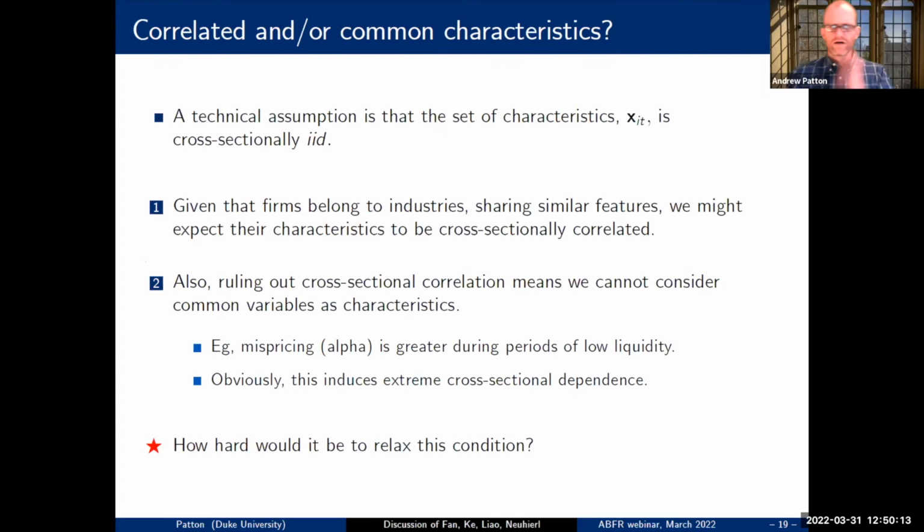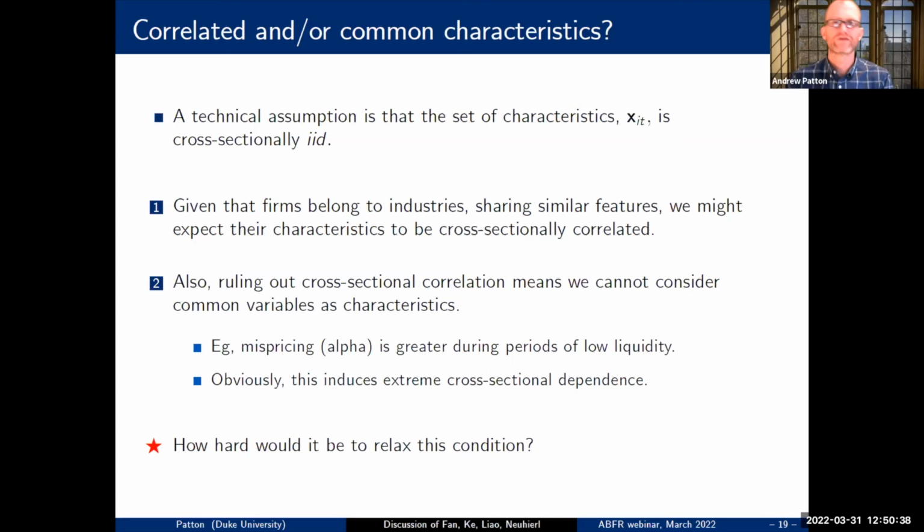And then the last comment I'll make, and then I'll conclude. One of the technical conditions in this paper is that the firm characteristics are cross-sectionally IID. A couple of questions on that. One, if we think about firms belonging to industries and sharing similar features, then we might think that firms in the same industry have characteristic realizations that are correlated. Not a big deal, but I think that's probably true.